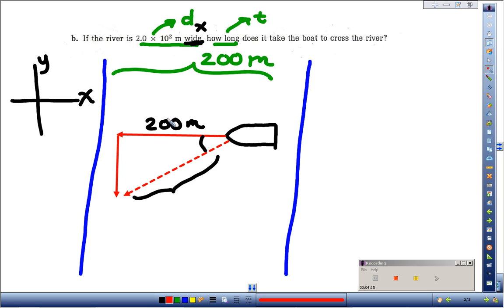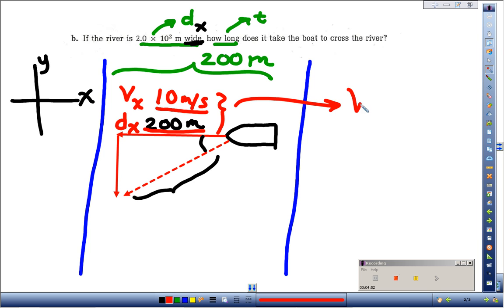So if you're heading toward the west at 10 meters per second, because we got that from part A, and if the river is 200 meters wide, well, your velocity in the horizontal direction, which I'll label as Vx, only relates to your displacement in the horizontal direction, which I will call dx. Now, if you take this information and you go back to stuff that you already know from a long time ago, then you should be able to solve for how long it takes to get across the river.